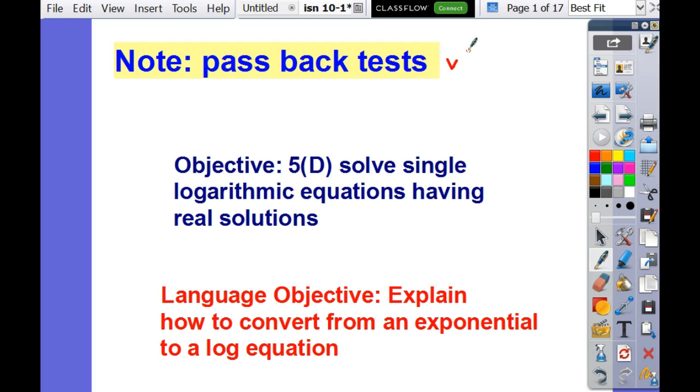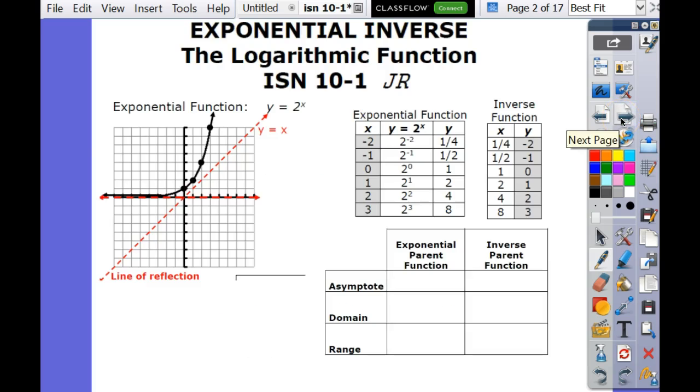Okay, so what we are going to be doing next is we are going to be solving logarithm equations, so I guess we better learn what logarithm equations are. Please look at your notes and please stop talking.